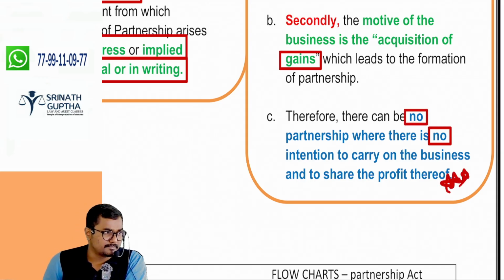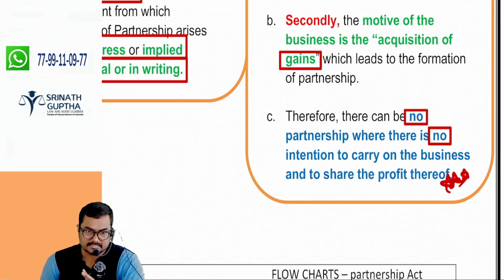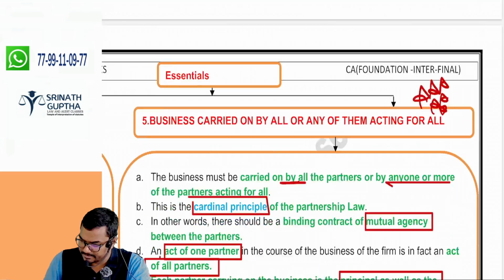We discussed enough examples also. Gopal, Satish, and Santosh entered into an agreement to get the clothes to distribute to victims of the typhoon. So distribution is not a business. Charitable purpose is not a business.